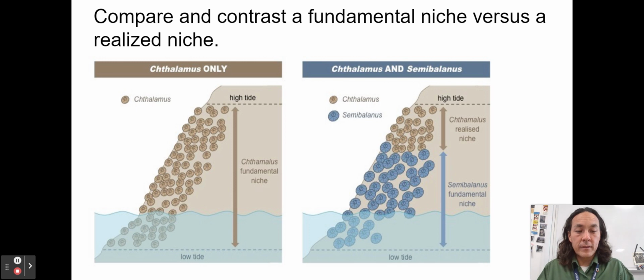Why is this important? Invasive species have large fundamental niches and can crowd other organisms out of their realized niche, and it can make them even smaller. The smaller the realized niche, the smaller the carrying capacity, the greater the risk of extinction.